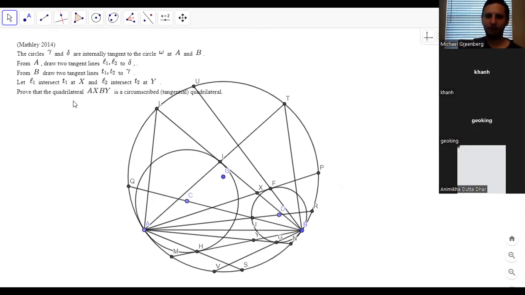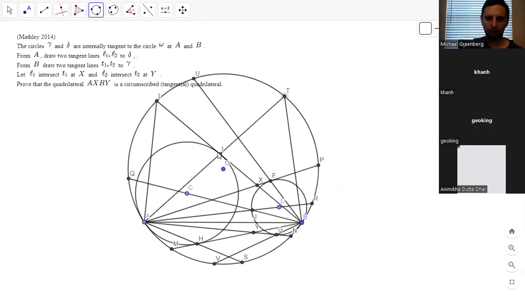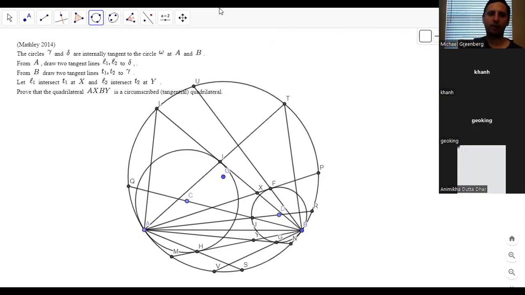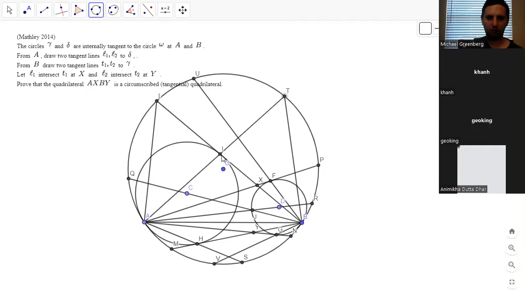Is TIF tangent to ABT? Let's see. Oh, ABT is just a big circle. No, they're not tangent. Oh, ABC. Okay. No.